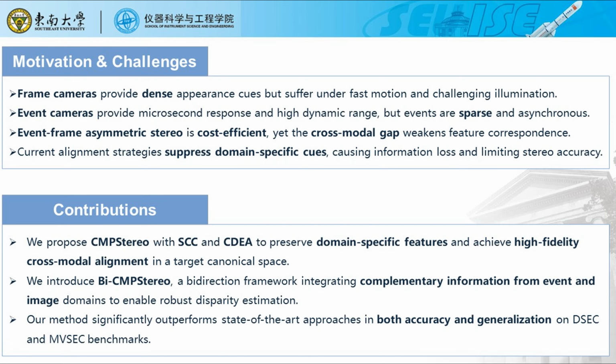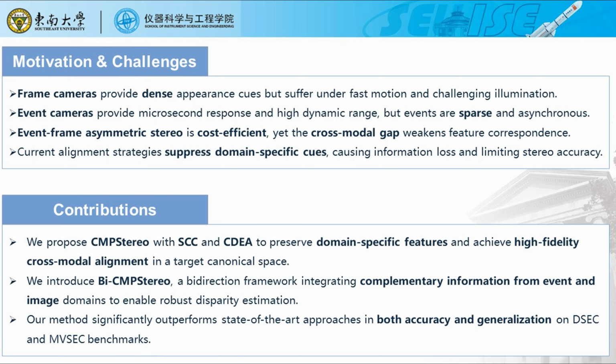In stereo perception, conventional frame cameras are widely used because they provide dense appearance information, including texture, structure, and semantic cues. However, frame cameras can suffer from motion blur and degraded image quality under fast motion or challenging illumination conditions.